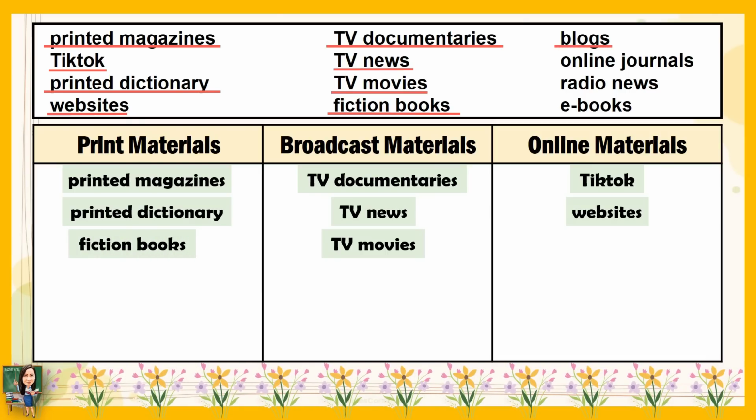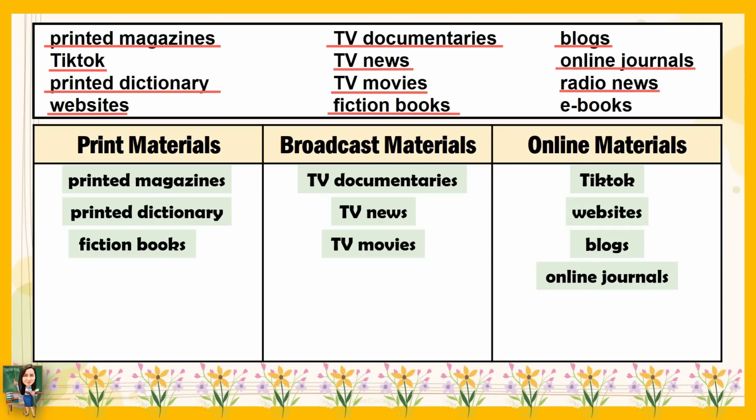Next, blogs. Is it print, broadcast, or online materials? Very good. Blogs are online materials. Next, online journals. Is it print materials, broadcast materials, or online materials? Very good. Online journals are online materials.